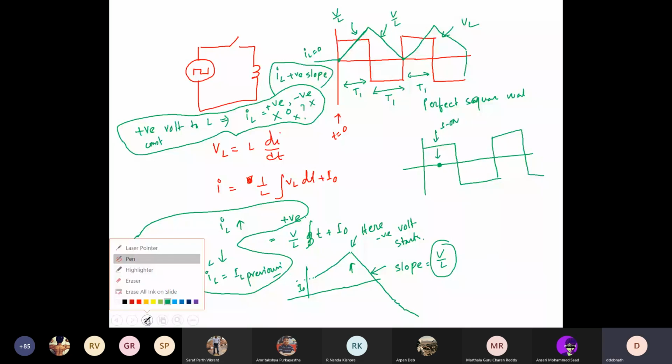Current was 0 initially. Here I apply positive voltage for some time, current will build up. But as soon as I reach this stage, current has to again go down. But after that, it will build up in negative direction. Again it will come up. Sorry, this peak will be same as this peak, huh? Also.